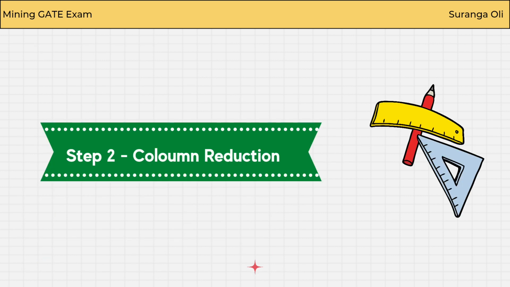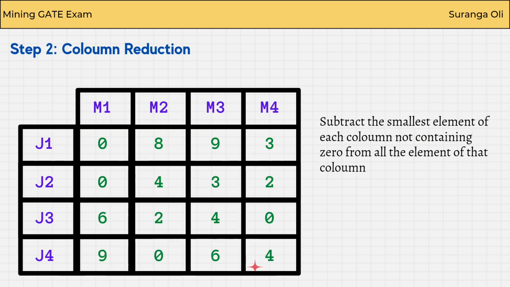Step number 2, column reduction. Column reduction is similar to row reduction. In this also, we have to see the lowest value in the given column, and that lowest value should be subtracted from the remaining values in that column. Here, you can see columns 1, 2 and 4 have the lowest value as 0. So subtracting 0 from the remaining values, we get the same values.